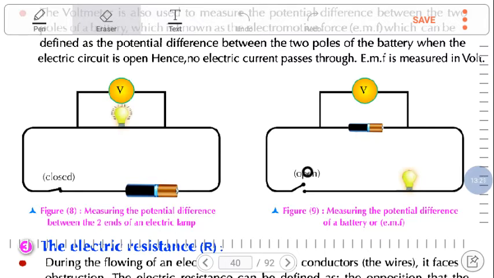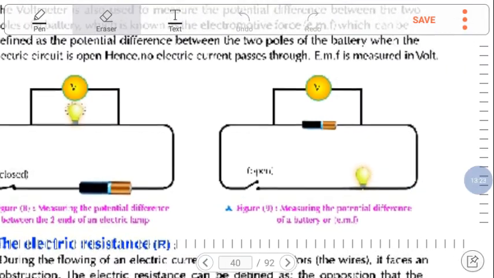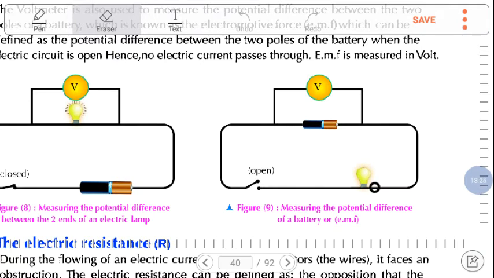In the other circuit, we have the battery, the lamp and the open key all connected together in series, connected in parallel with the voltmeter. When the key is open, the voltmeter measures the electromotive force, or the voltage, of the battery only.